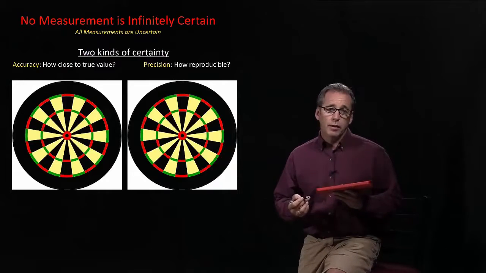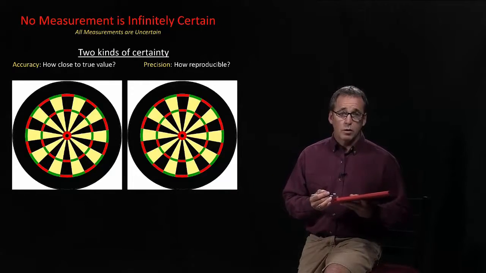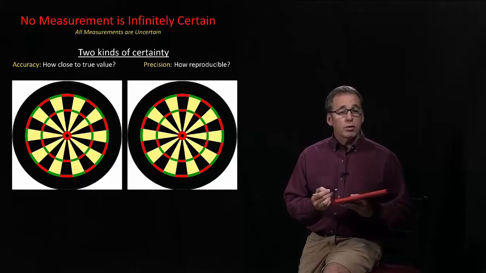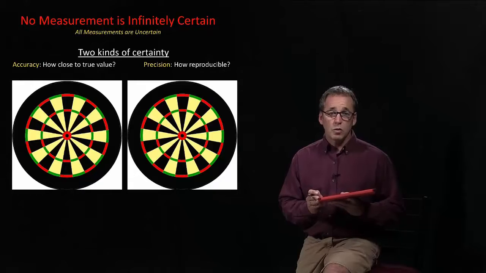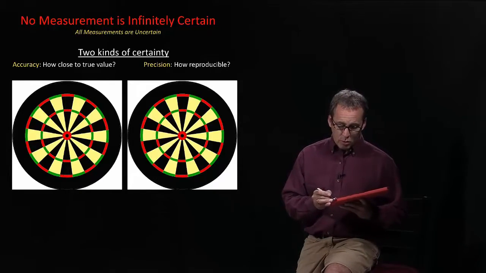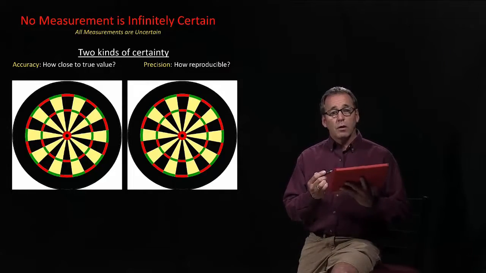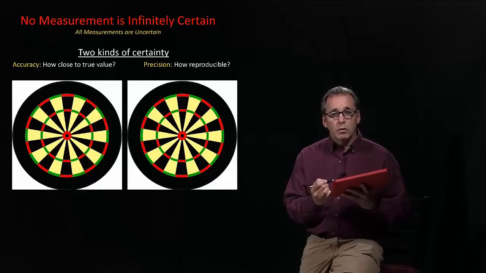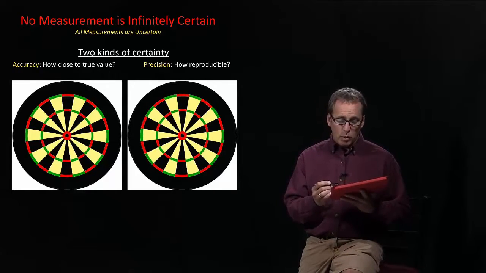There are really two kinds of certainty or uncertainty in measured values that we want to consider for now. And they're accuracy and precision. And so you've probably heard those two terms used, perhaps even interchangeably. So let's consider now what the difference is between the two. And so we can use a simple sort of thought experiment here. I've got two different dart boards, and we're going to throw some darts at these boards, and we're going to explain what accuracy and precision are and what the difference between the two is.